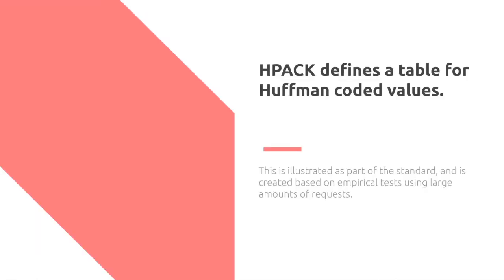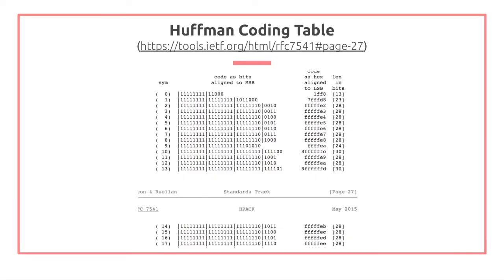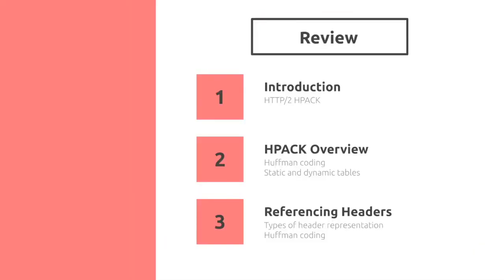So how do we actually Huffman encode? The HPACK standard actually defines a series of Huffman encoded values. They developed this through a series of empirical tests with a lot of data. This is a table from the actual specification. We simply map different symbols over to different Huffman codes, and we perform this process iteratively.